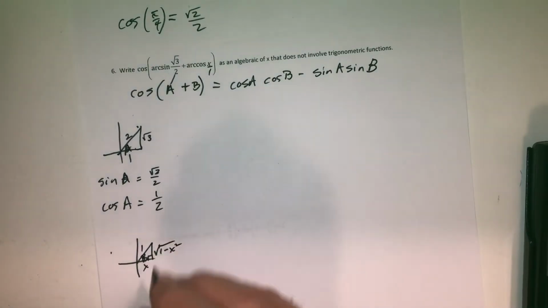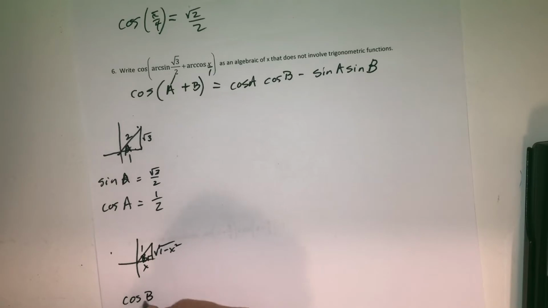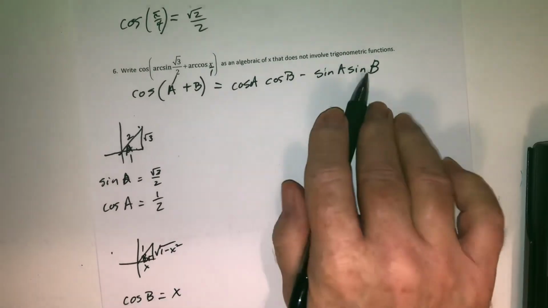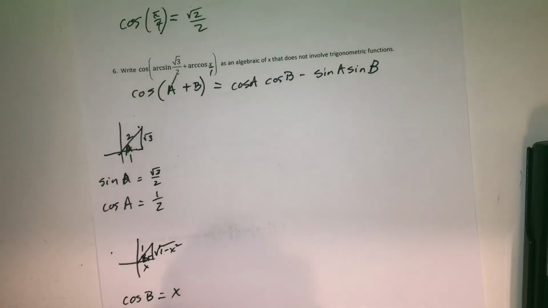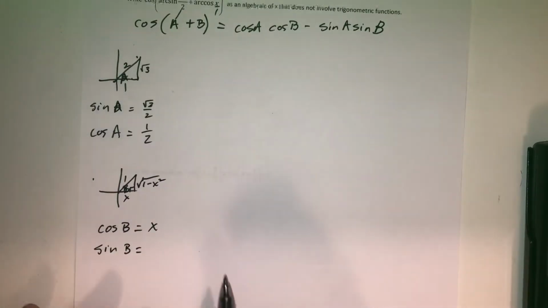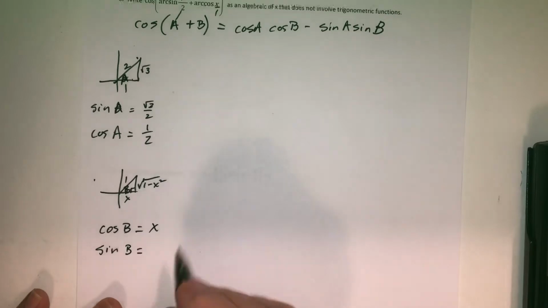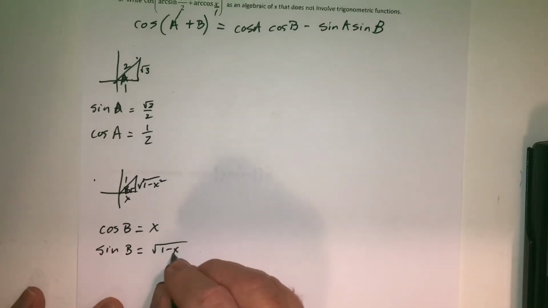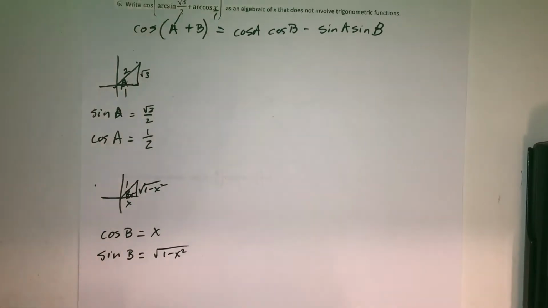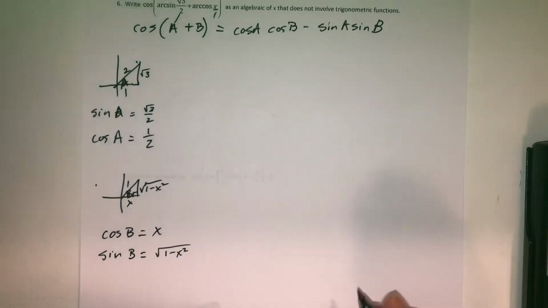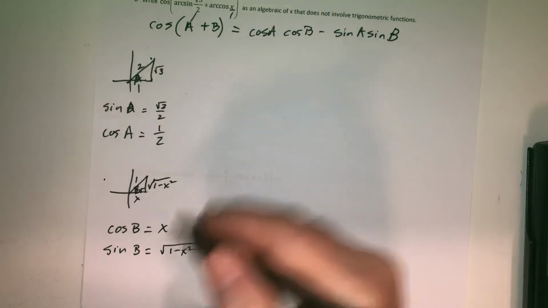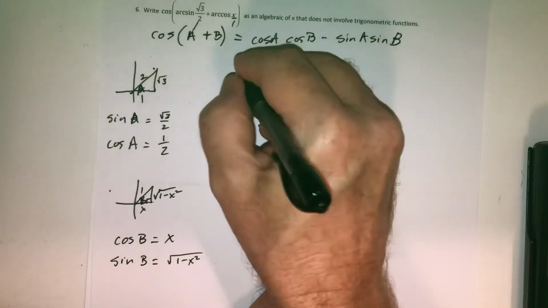Now for this one, we already know the cosine of beta is x. What about the sine of beta? Because we're going to need it as well. The sine of beta is equal to the opposite leg, which is the square root of 1 minus x squared, divided by 1, which is just the square root of 1 minus x squared. So now I'm going to bring these four quantities and put them into the right side of this identity.